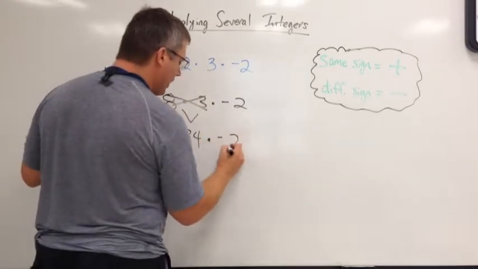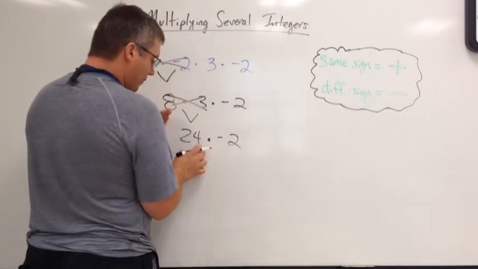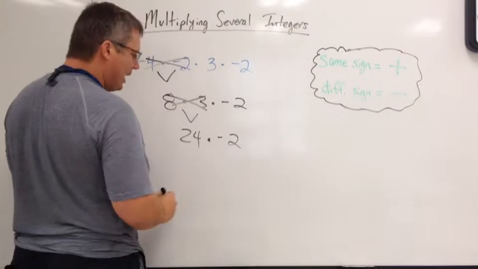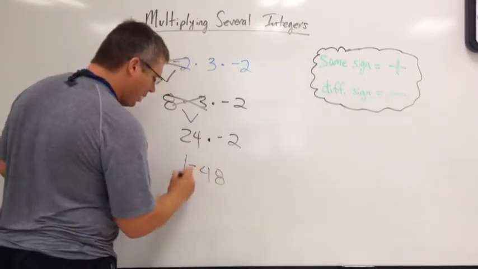I still have times -2. Now my last two numbers are different signs. One's positive, one's negative. This is 48. -48.